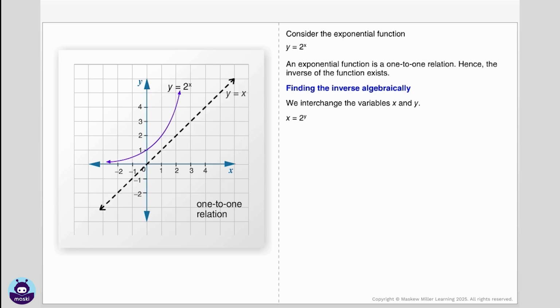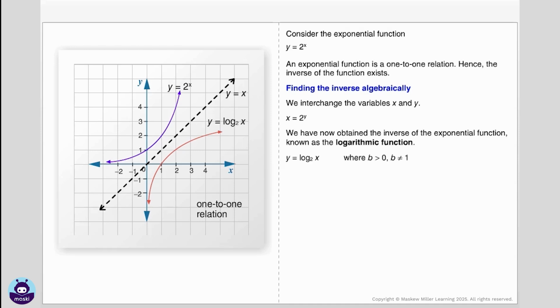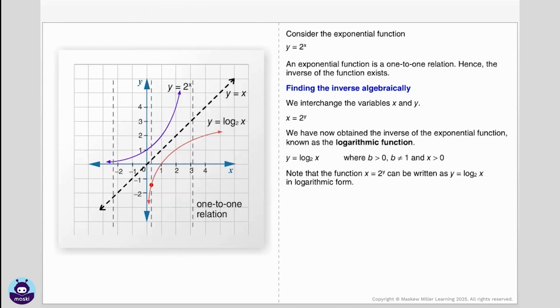We reflect the graph of y equals 2 to the power x along the line y equals x. We have now obtained the inverse of the exponential function, known as the logarithmic function. Note that the function x equals 2 to the power y can be written as y equals log x, base 2 in logarithmic form. We can see that the graph of the inverse function passes the vertical line test.